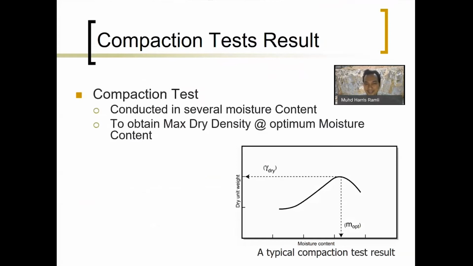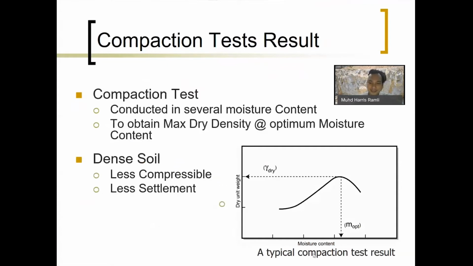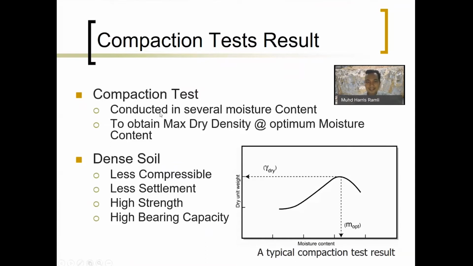When you do this compaction test, you're going to get a typical compaction curve. This is a typical compaction test result. Within this curve, you have the dry unit weight over the moisture content. The compaction test is actually conducted at several moisture contents. The main idea is to obtain the maximum dry density at the optimum moisture content.